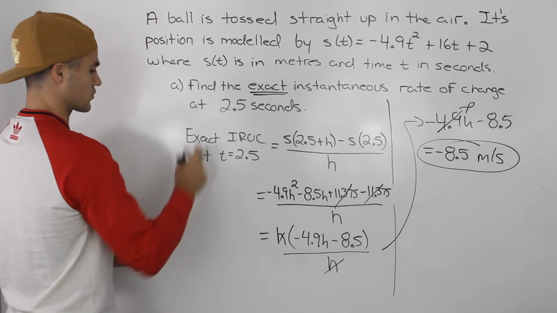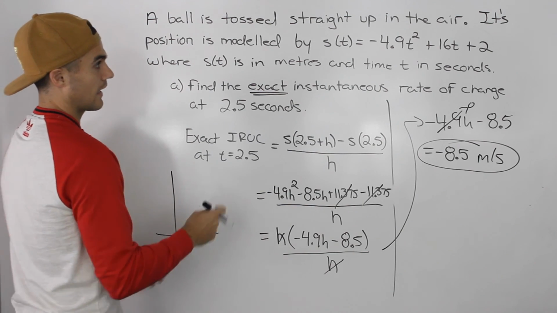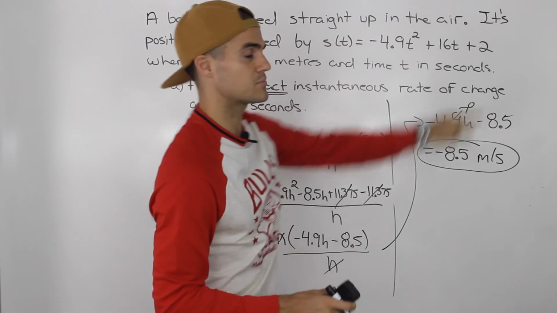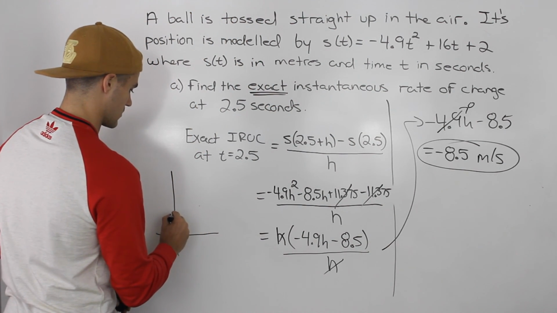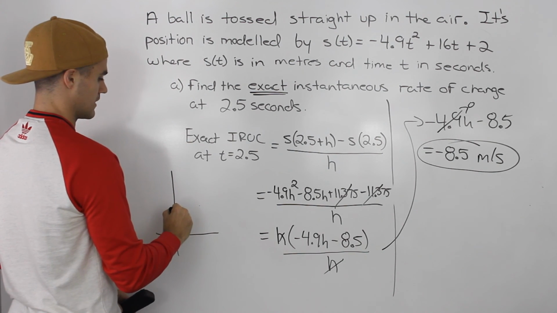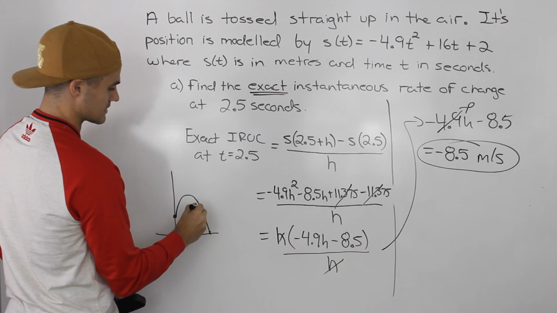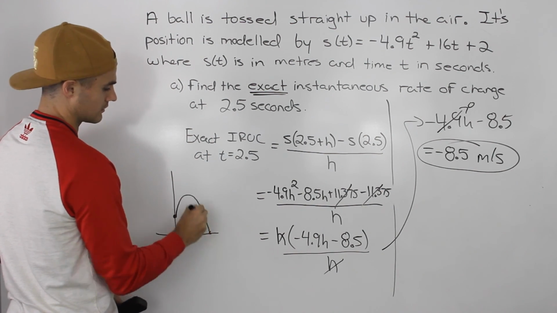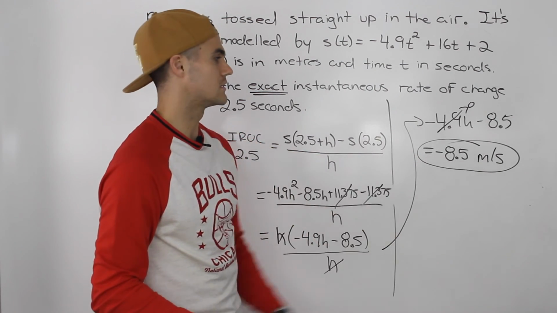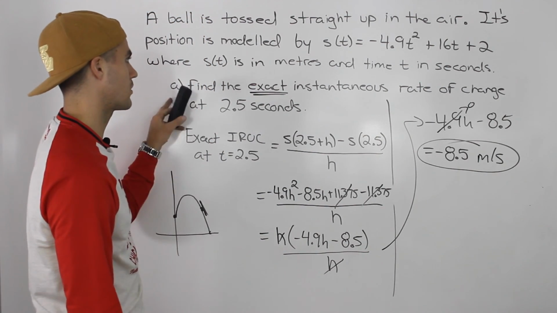So the way this graph is going to look like is the ball is thrown, and notice when it's thrown at a time of 0, it starts at a position of 2 meters. So we can assume that this position is dealing with height. It's going to get thrown up, and then it's going to come back down. So at 2.5 seconds, the ball is probably somewhere around here. It's going down, hence why we got a negative velocity. So the instantaneous rate of change is negative 8.5 meters per second for part A.